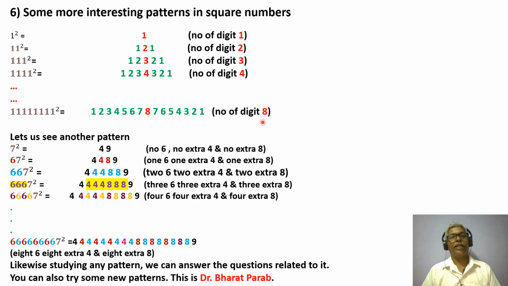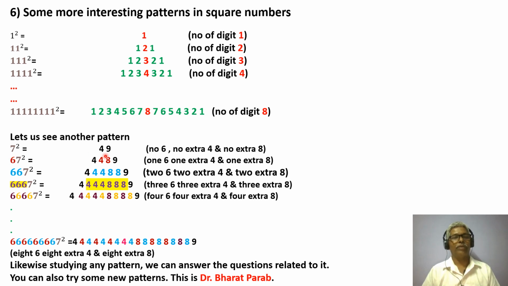Like that, if there are 8 digits, 11111111, 8 times 1, its square will be 1 2 3 4 5 6 7 8, and again 7 6 5 4 3 2 1, going on decreasing. Looking at this pattern, we can write this. That is a very interesting pattern. Got it? Yet another interesting pattern, 7 square.